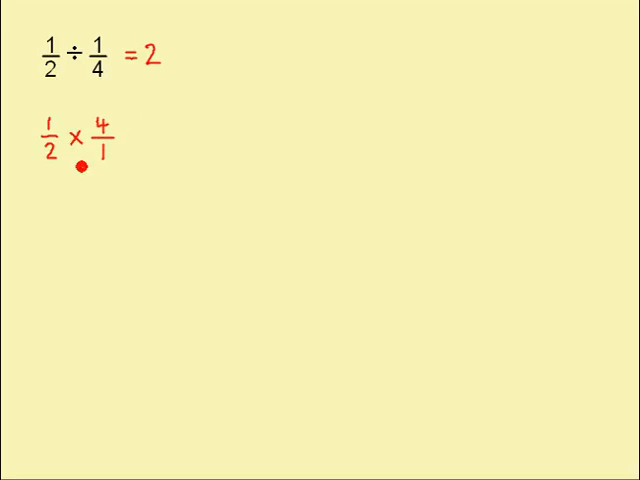Now we can cancel here. 2 goes into 2 once, and it goes into 4 twice. Multiplying now, we get 1 times 2 is 2, and 1 times 1 is 1. And we know that 2/1 is the same as 2, so you can see that this method gives you the correct answer. So to summarise, if you want to divide fractions, flip the second one upside down and change the divide to a times.